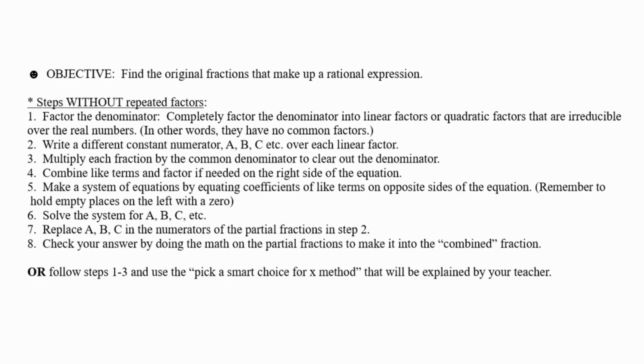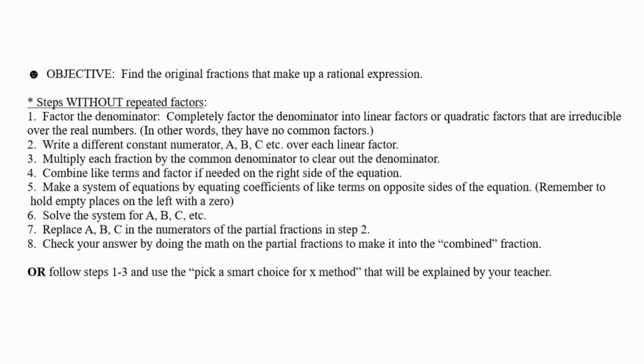So the objective for today is to find the original fractions that make up a rational expression. So here are some of the steps. First, factor the denominator. Completely factor the denominator into linear factors or quadratic factors that are irreducible over the real numbers. In other words, they have no common factors. Write a different constant numerator, a, b, c, over each linear factor.